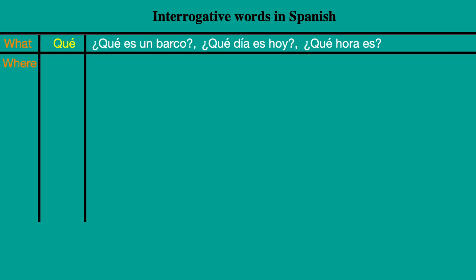Here we have another sample with where, which is dónde in Spanish. We have dónde, the question, está, the verb to be, la, and we practiced bicicleta. Bicicleta is bicycle. ¿Dónde está la bicicleta? And then we have ¿dónde es la fiesta? Can you translate that? Remember we use es for the location of an event. ¿Dónde es la fiesta?